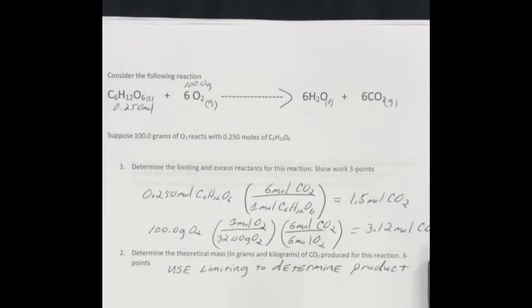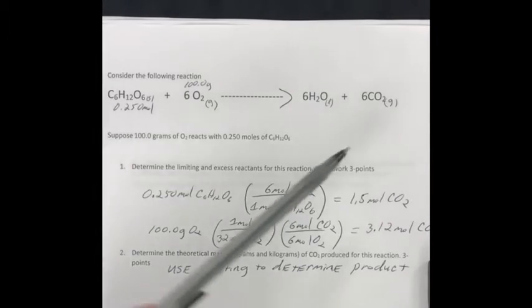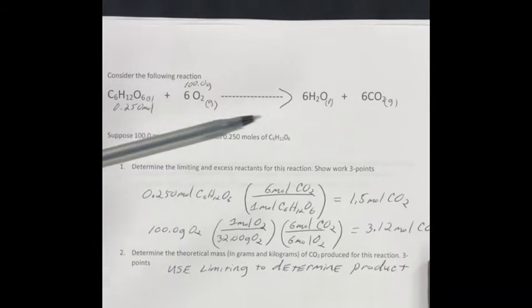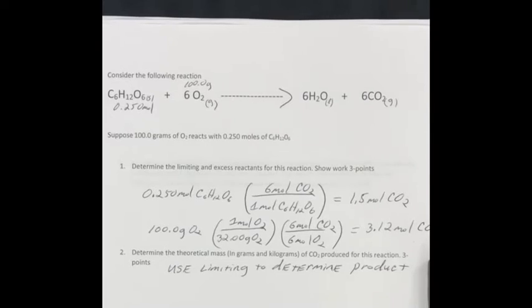We're going to start with 100 grams of oxygen gas and 0.250 moles of this solid glucose, this sugar. By looking at this, we cannot immediately see which of these is going to run out first, so we will do a simple test. Let's convert the moles of glucose to moles of carbon dioxide. Let's convert the grams of oxygen gas to moles, and then to the moles of carbon dioxide. Just compare the numbers. The smaller number will be the limiting. The larger number is going to be the excess.